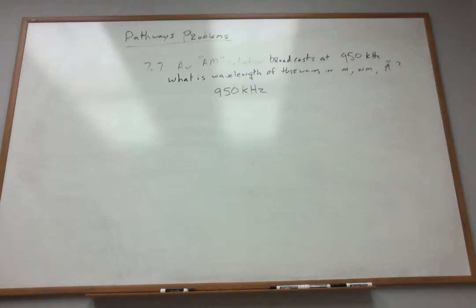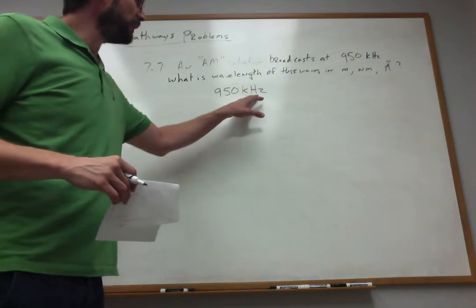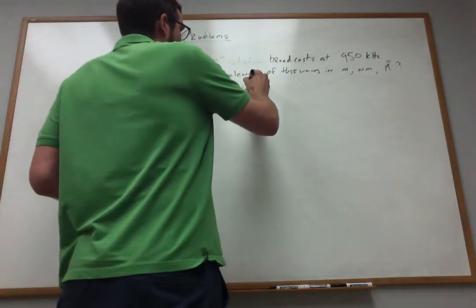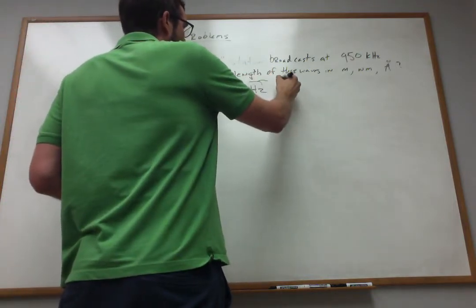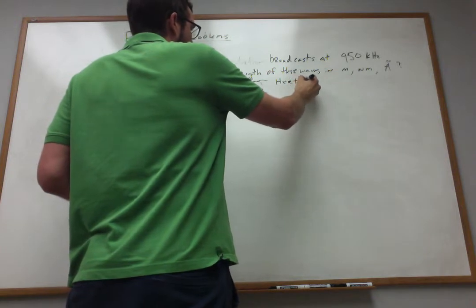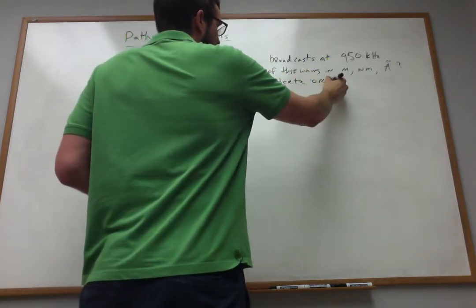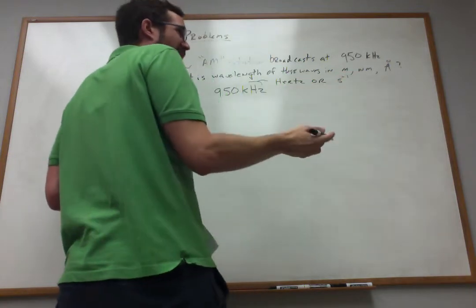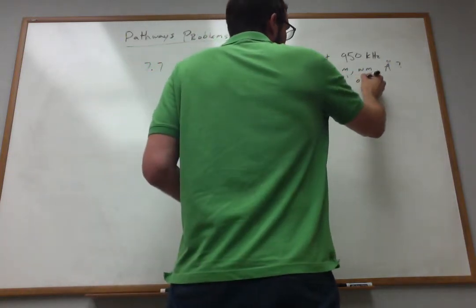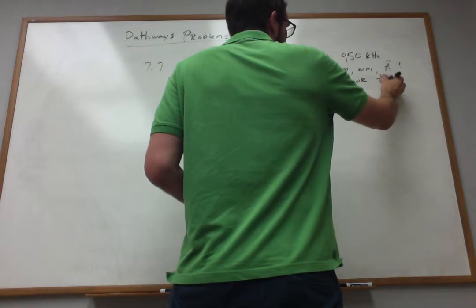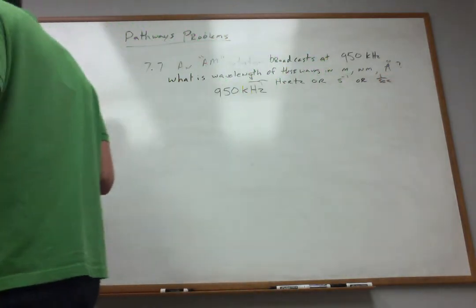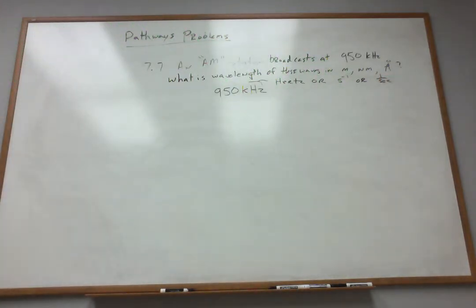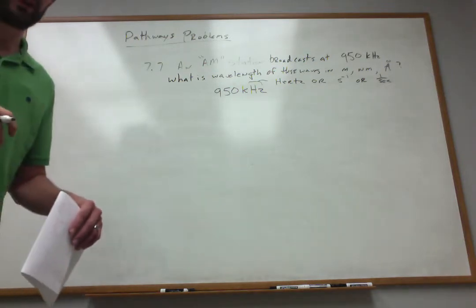Well, when you see this Hz unit, that's the base unit for hertz, or cycles per second, which is s to the minus 1, which is really 1 over second. So we're counting the number of oscillations of this wave per second. In this particular case, it's 950,000 oscillations per second.